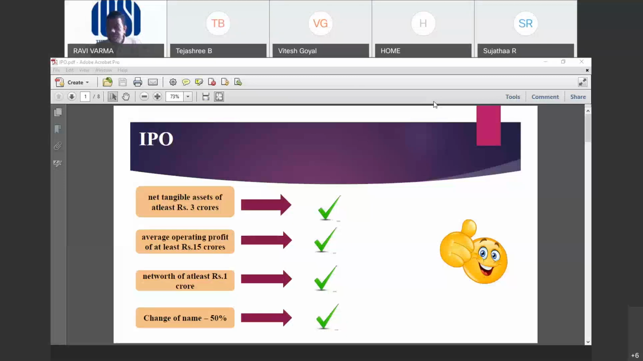And in the book building, 5% of your offer, you should reserve it for the QIB. QIB means qualified institutional buyers. Who are the qualified institutional buyers? Qualified institutional buyers are investors like financial institutions or portfolio management institutions, registered as QIB with the SEBI.